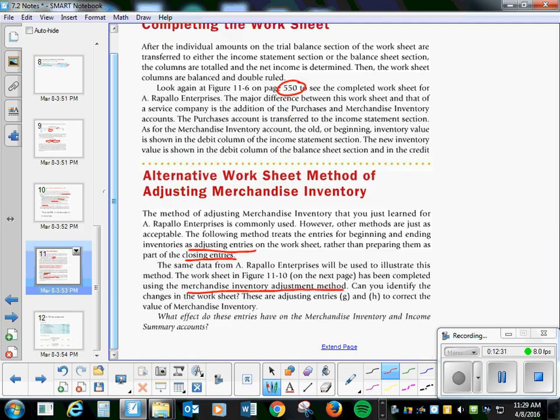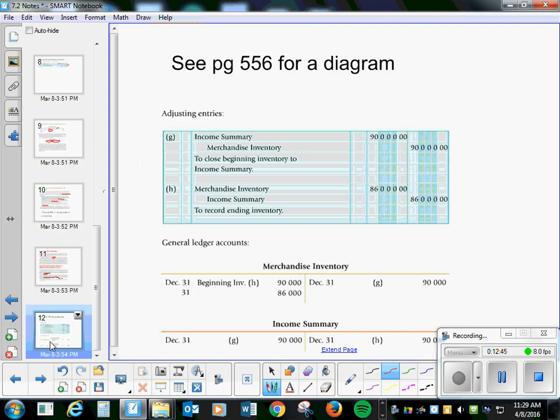Can you identify the changes in the worksheet? These are adjusting entries G and H on the worksheet. What effect do these entries have on the merchandising inventory and the income summary accounts? So if you look at page 556, it would look like this now. Your adjusting entries would be closing or putting a credit of $90,000, transferring it to the income summary. And now your merchandising inventory and your income summary as well. But you notice that those are only in the adjusting columns now, they're not anywhere else.